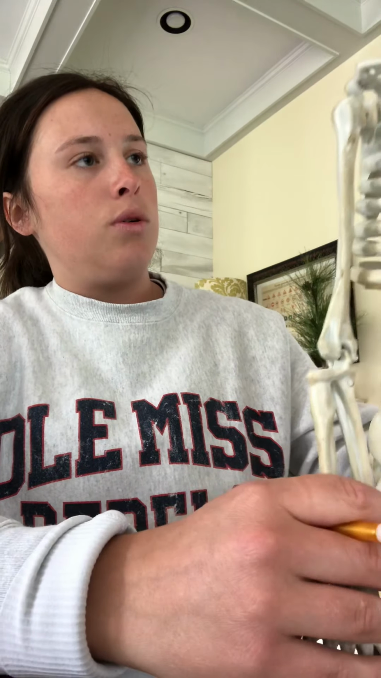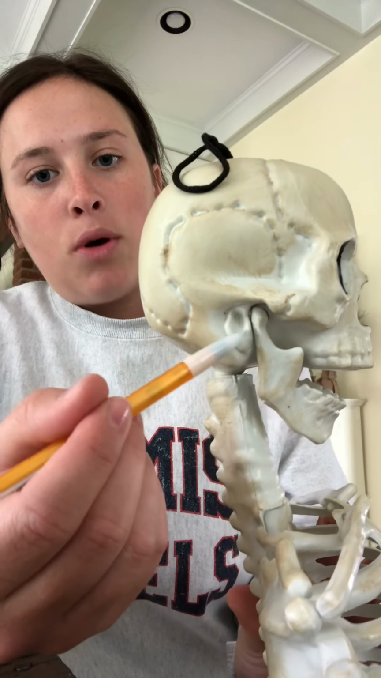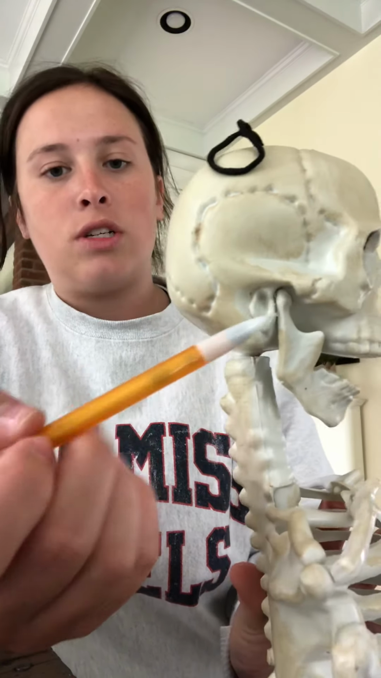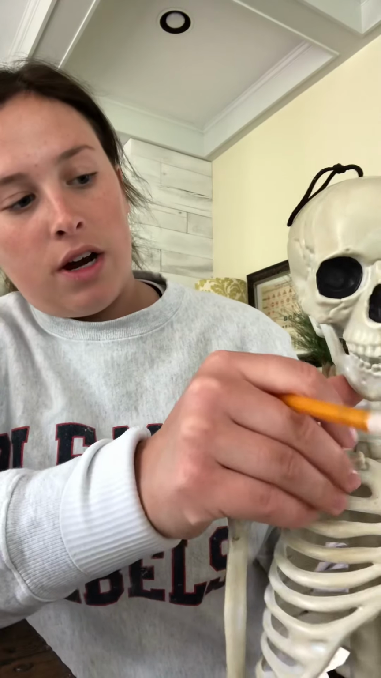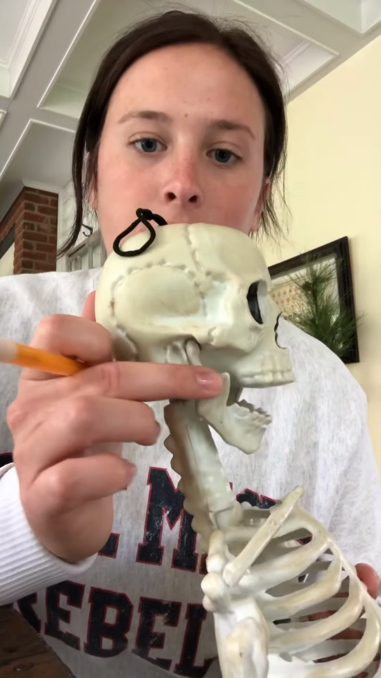Moving on up here to the skull, we have a temporomandibular joint, and that's just going to be where your mandible meets your temporal part of your skull. And this is going to help with a lot of things throughout the day that we don't really realize, of just talking, breathing, chewing. It's like one of the most used joints in the body.